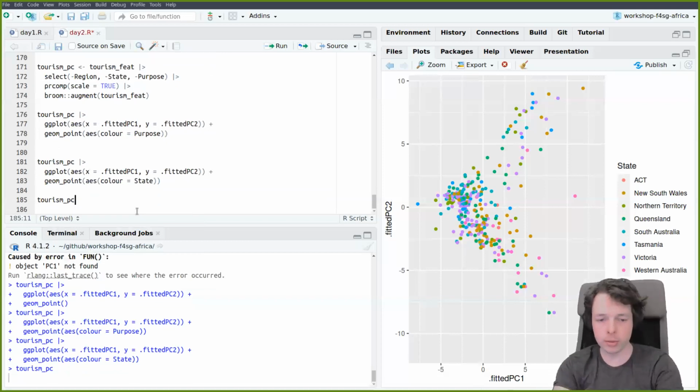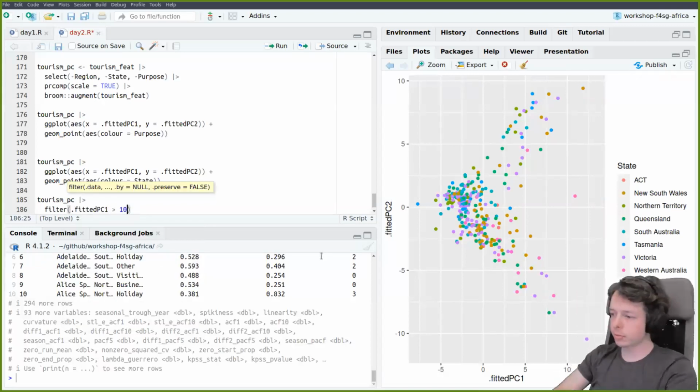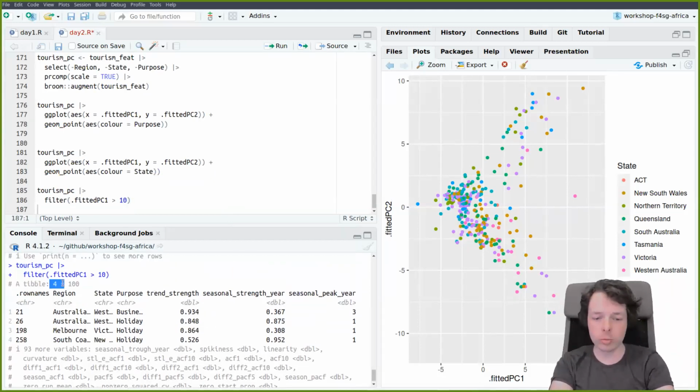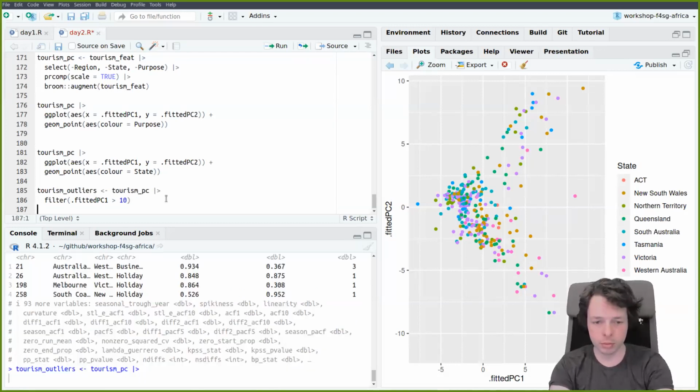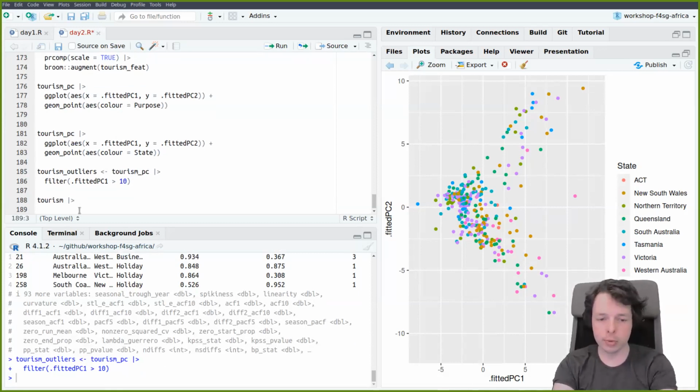We have our principal components, and let's filter .fitted PC1 to be greater than 10. So ideally now, we've got only the right side here, greater than 10, which will separate these 4 points, these strange outliers. And sure enough, we get 4 resulting rows with the region, state, and purpose that match. And most of these happen to be holiday travel. So these are our outlying time series. So I'll save that here. And just like before, I'm going to use a semi-join to bring in the original data. So tourism, pipe into semi-join, and the data set that I'm going to match with, the outliers.